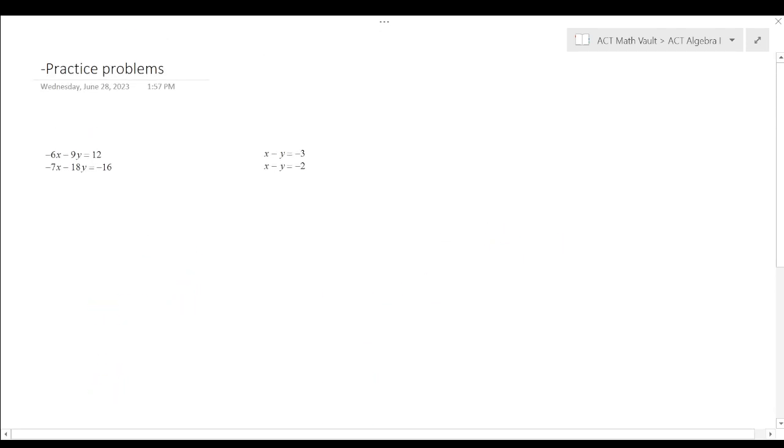Okay, answers are -8, 4, and then that second one was no solution. So that tells us that there was a false statement after we manipulated it and we realized, oh, there's no way you could get an answer.